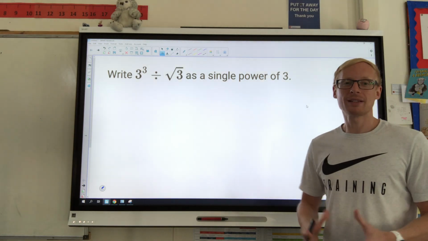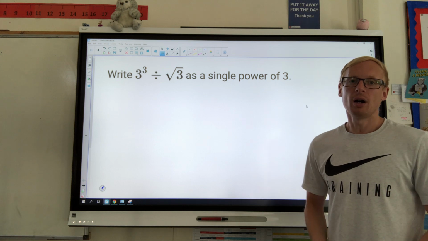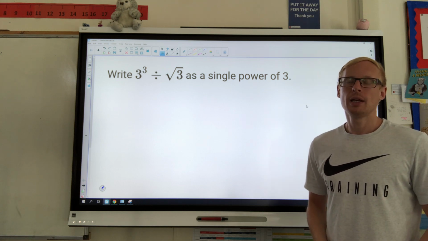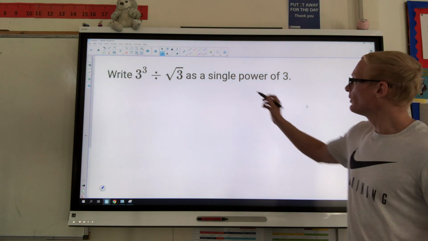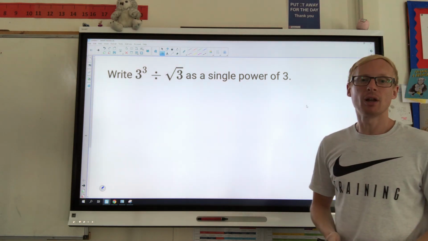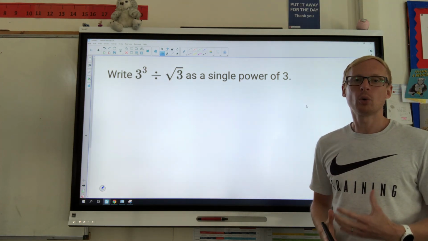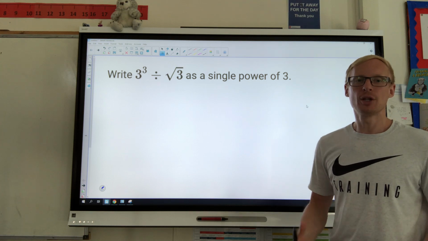Hi, so there's nothing mathematically incorrect in what you've done. I just think you've overcomplicated it slightly. I think what you want to look to do is whenever you see something that says a single power of 3 like that, you want to think about writing the question out as powers of 3 initially.